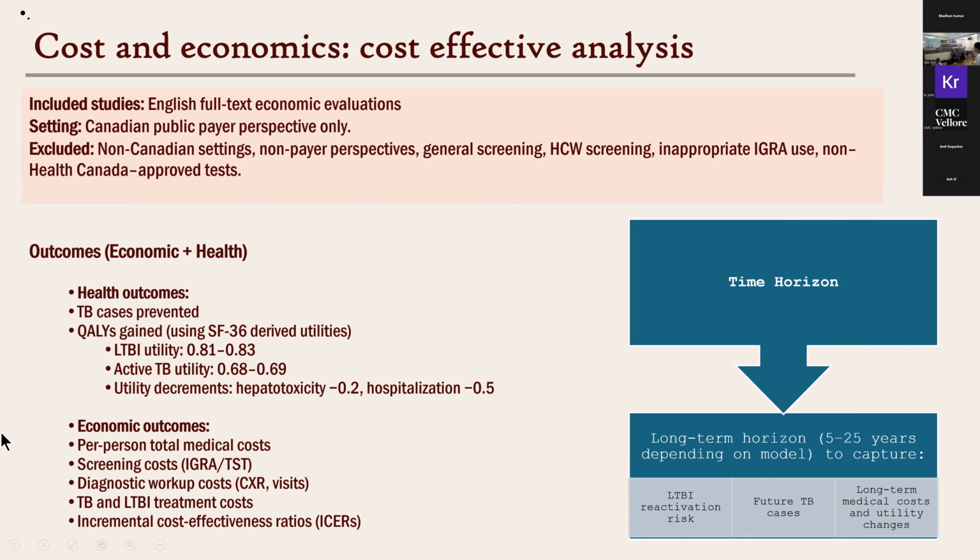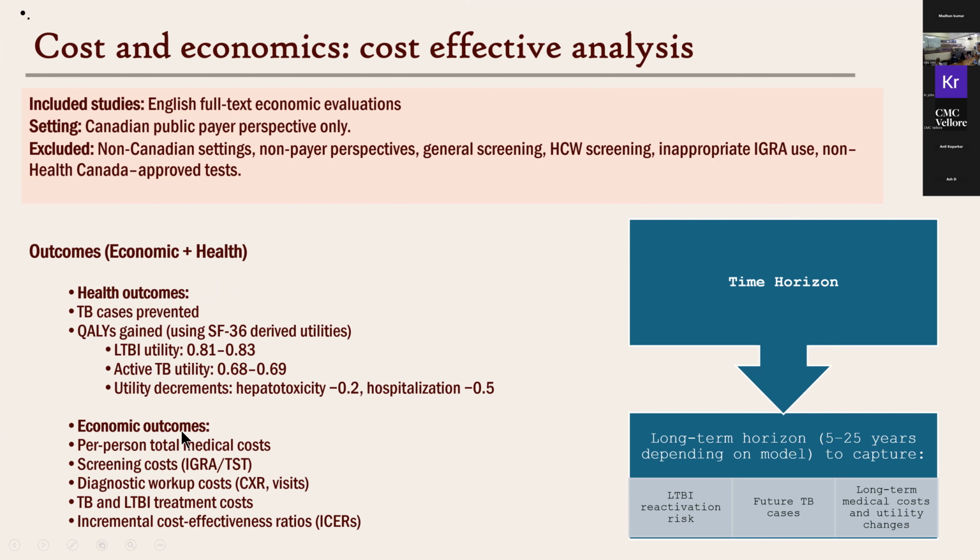The population and the comparator were similar to the previous one, that is, adults and children in the population of interest. They looked at IGRA versus TST. The health outcomes were TB cases prevented, and they've looked at quality of life. Now for quality, they did not use the SF-36. Each of the studies derived its own utility scores. For latent TB, they've given a utility score. For active TB, they've given a utility score. And the utility decrement applies if they had hepatotoxicity or hospitalization, then the utility would come down.